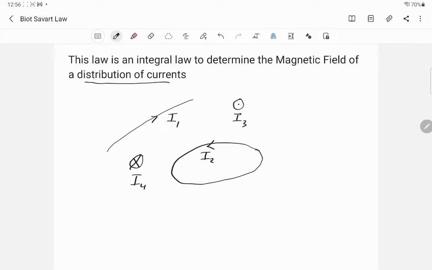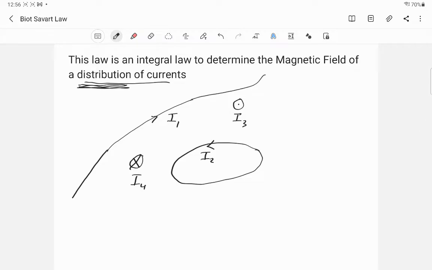And here is some arc, some sort of shape, and I'm only drawing a short section of it. It could go on. And here's a fourth current, I1. And it's distributed in space. These various currents are at different places in space.